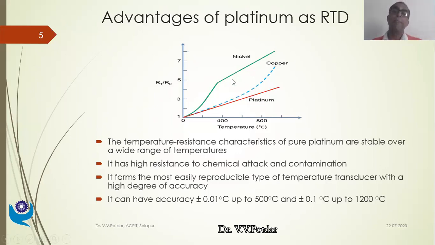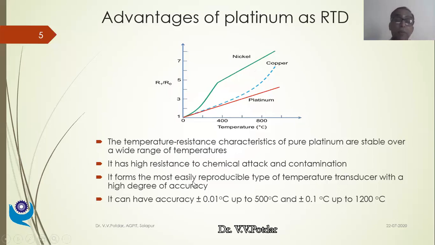So depending upon my application requirements, I select the appropriate material as my resistance temperature detector material. Platinum, because it shows linear characteristics, is a preferred material for resistance temperature detectors. The temperature resistance characteristics of pure platinum are stable over a wide range of temperatures. It has high resistance to chemical attack and contamination. This is a very important characteristic which makes it suitable for use in maybe the petrochemical industry, even the pharmaceutical industry.